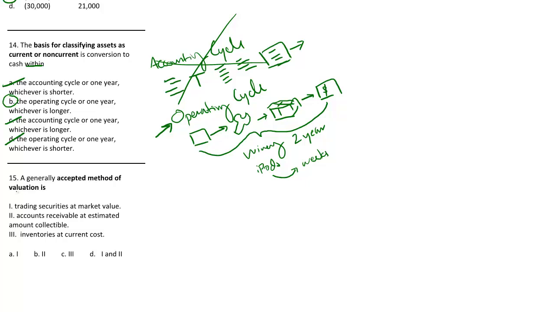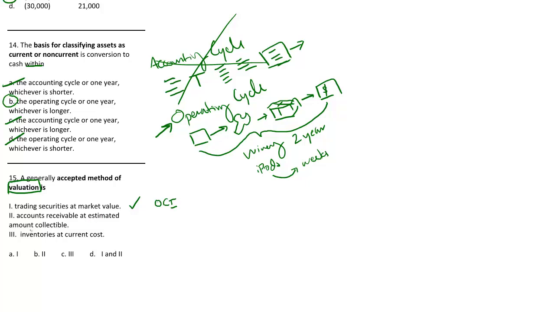Number 15, generally accepted method of valuation. Okay, valuation. So now we're looking at how we value things, not when we originally record them, but when we make adjustments through time. So typically speaking, trading securities are recorded at market value. So if we buy investments in other companies, we're going to make adjustments each year, and this will affect our other comprehensive income.